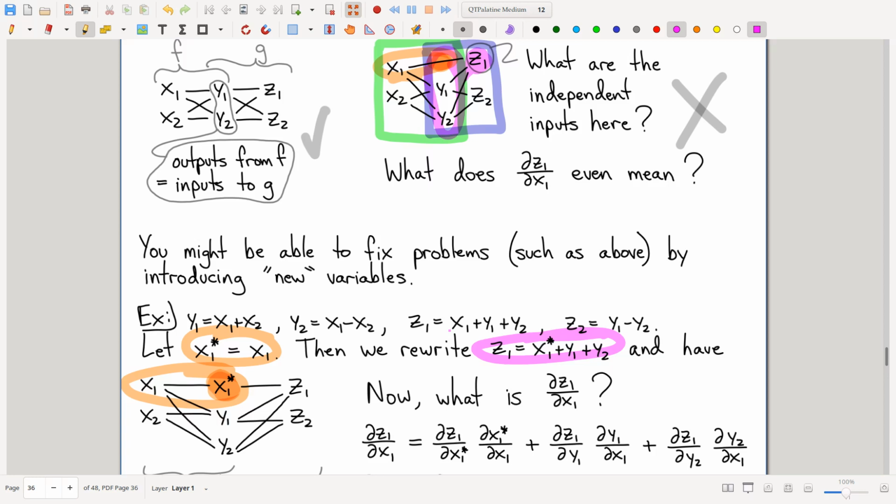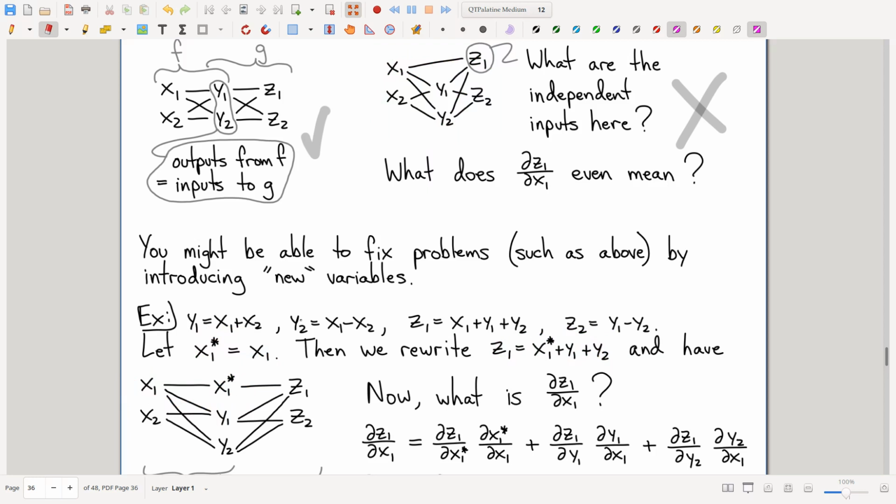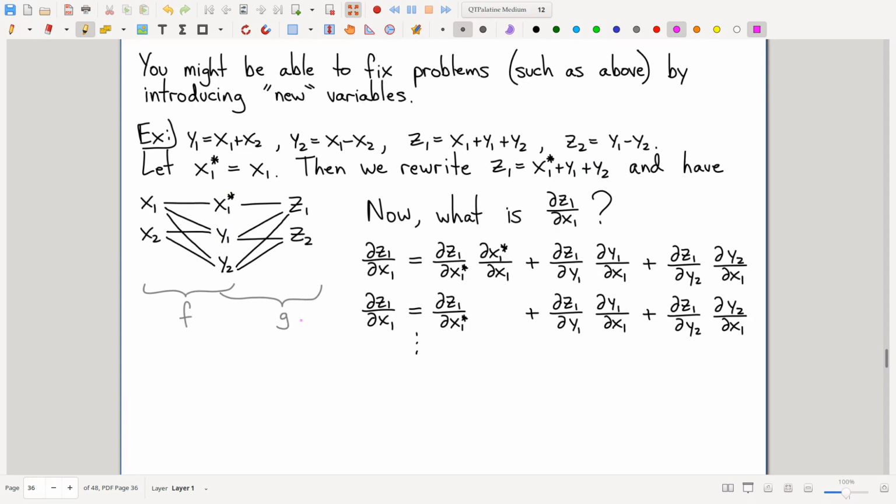Now, have I really changed anything here? Not really. I've introduced a new variable, but it's not really that new. It's just the same as x1. This equation is exactly morally the same because z1 is still, that is x1. Nothing's actually changed. And yet I now have a diagram that doesn't have this sort of nonsensical non-composition problem.